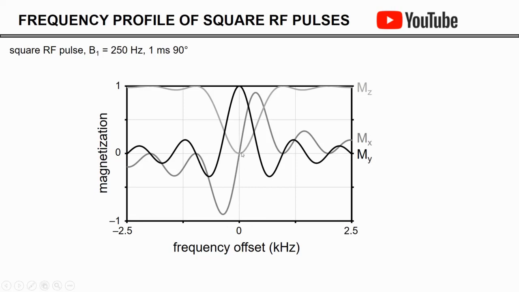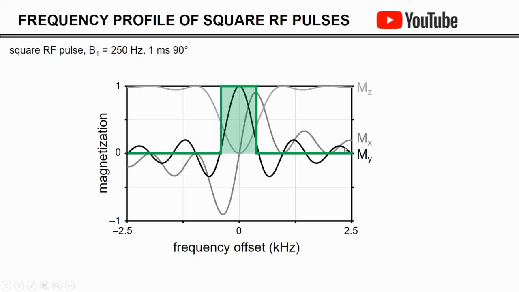But you can see that off resonance, that situation doesn't hold true. My becomes less, Mx becomes more, and Mz becomes more. So this is now the frequency excitation profile for a square pulse. It is useful for a number of applications, but not for all applications. Some applications, like slice selection in MRI and MRS, require a frequency profile that looks like this, where you have excitation only in a certain frequency band and no excitation at all outside of that frequency band. Now clearly the square pulse is not like that.